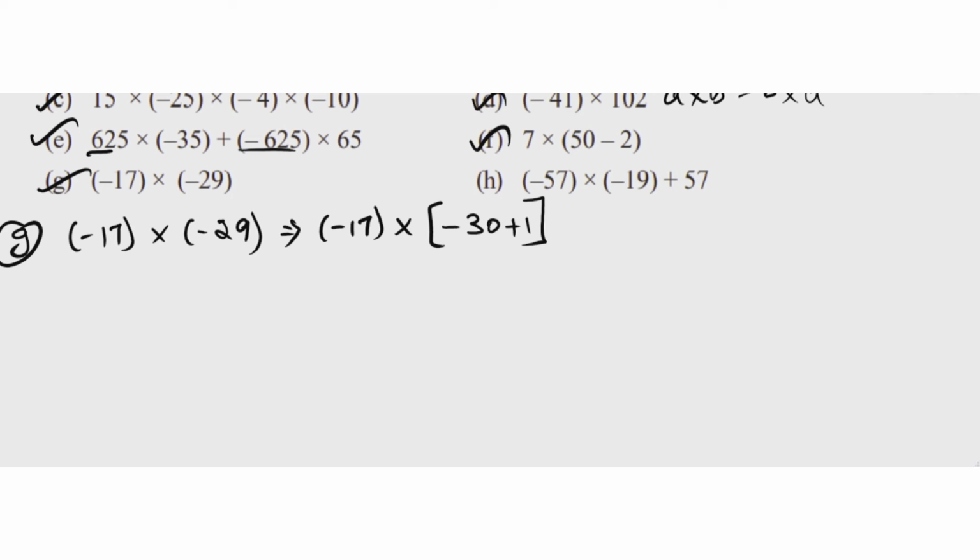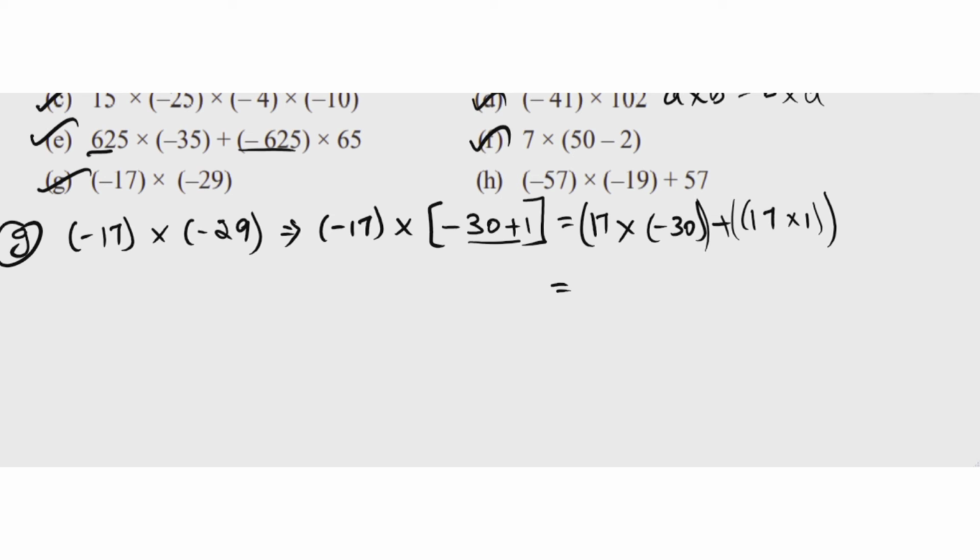How do I get this? Can anyone guess? See here, minus 30 plus 1. What's the answer? Minus 30 plus 1 is nothing but minus 29. That is what I have expanded like this. Okay, so now what is our format? It becomes minus 17 multiplied by minus 30 plus minus 17 multiplied by 1. So our formula changed like this, right? A into B plus A into C. So we can solve this now.